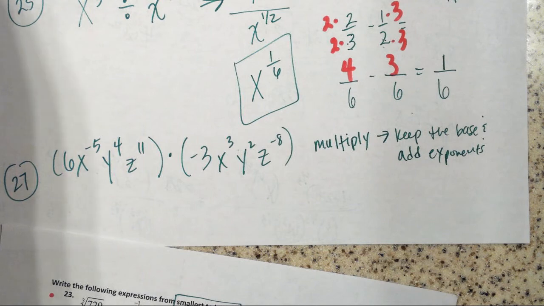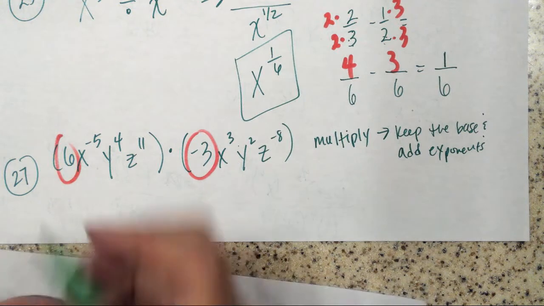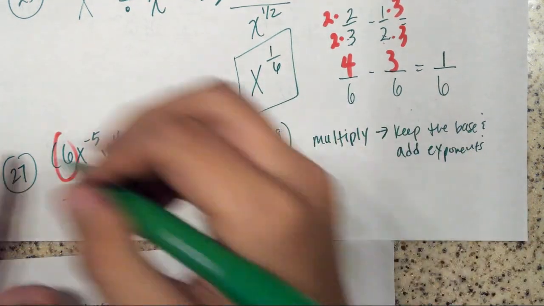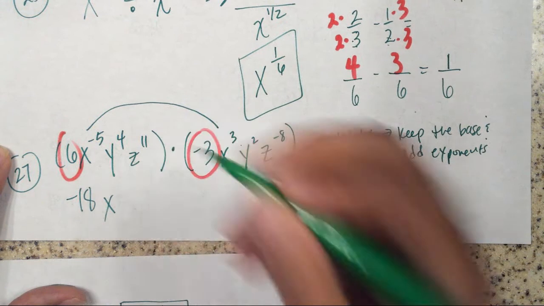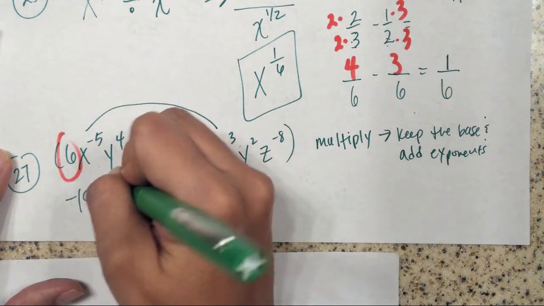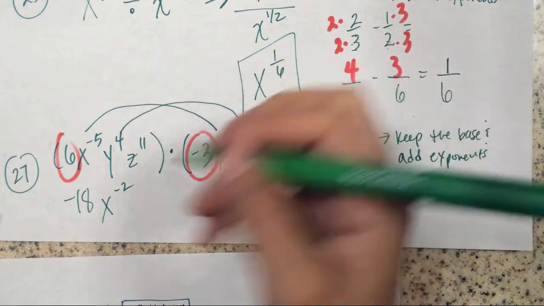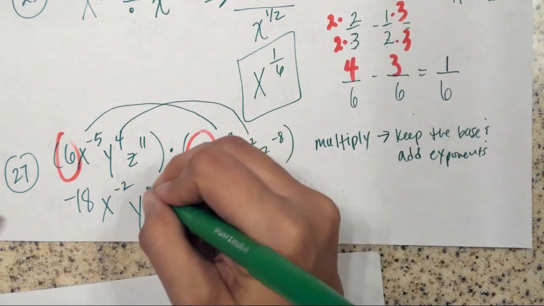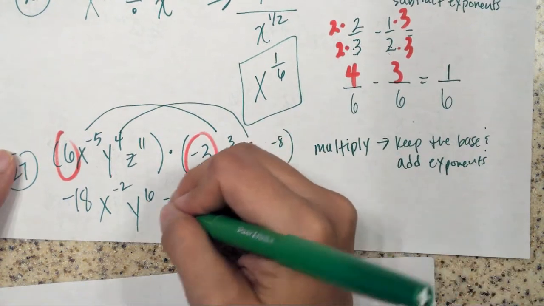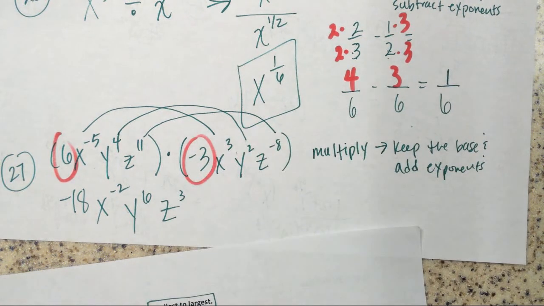So first let me focus on my whole numbers. So 6 times -3 is -18. And now look at your x's. So you keep the base, right? And you're adding. -5 plus 3 gives you -2. And then we have the y's. So keep the base. 4 plus 2 is 6. And then we have our z's. So 11 plus -8 would be z to the 3rd power.